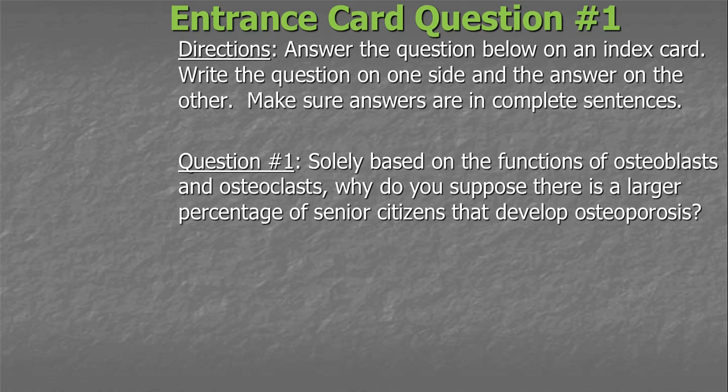Osteoporosis is essentially a bone degeneration disorder that weakens your bones. So if you thought about the functions of osteoblasts and osteoclasts, why do you suppose a large percentage of senior citizens develop osteoporosis later in life? It definitely has to do with those two types of bone cells.